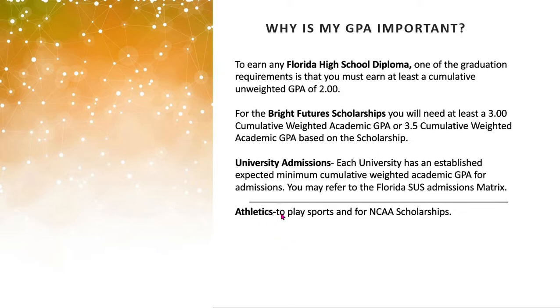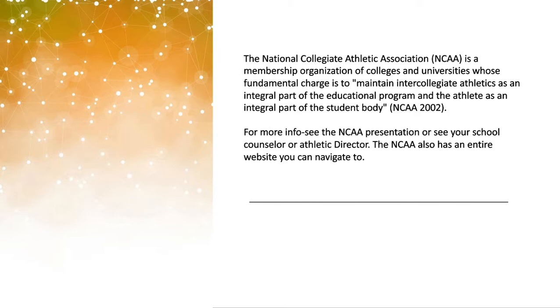And then for athletics, you have to maintain a 2.0 GPA to play sports in high school. That could vary by district, so you might want to double check with your school counselor or athletic director. But for the most part, you're going to see it's pretty consistent. You have to have a 2.0 GPA. And then for college, for the NCAA scholarships, GPA is going to come into play.